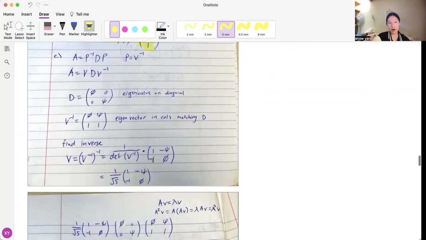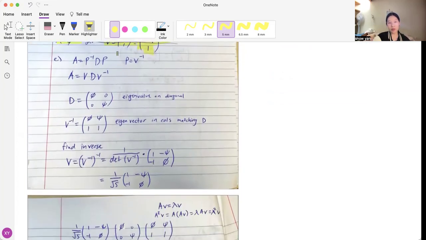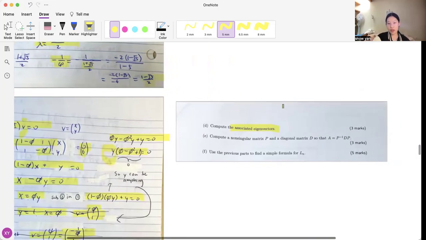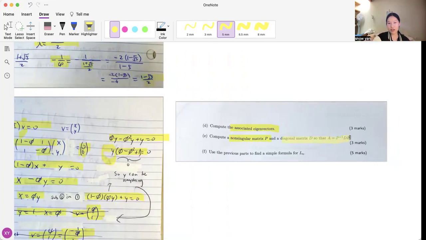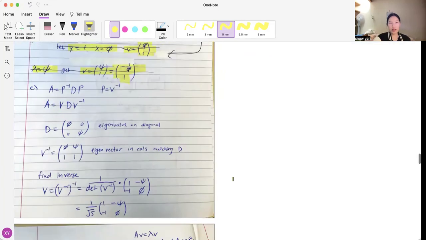And then inside part E, let's see the question first. Compute a non-singular matrix P and a diagonal matrix D such that A is equal to P D P inverse. So we want to find the non-singular matrix and diagonalize it. That's pretty straightforward, I'd say. I know what to do, but because I didn't find the eigenvector in the test, I was unable to do this question, but I'll outline what I've done. Here are probably the correct steps as well.